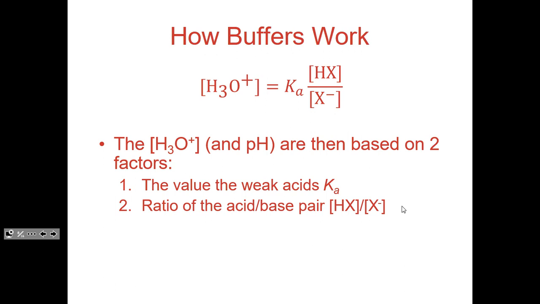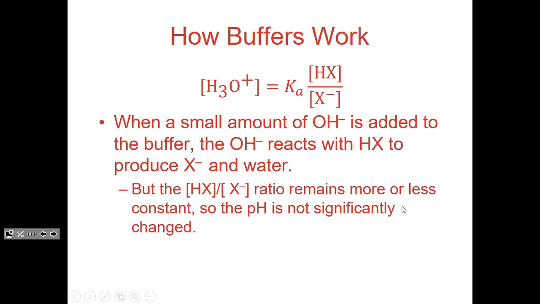Now, the optimum situation is when we have an equal amount of each. So we start with equimolar, and therefore the ratio is going to equal 1. So literally our Ka is going to equal our H3O plus. Well, if we add a little bit of OH minus, that's going to neutralize this a little, creating that. So this value is going to go down a little bit, and this is going to go up a little bit. But that ratio still is going to be relatively close to 1. So while I am neutralizing and converting one into the other, the ratio doesn't change appreciably, and therefore our pH isn't changing all that much.